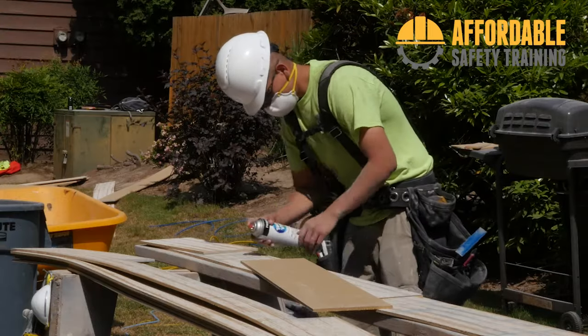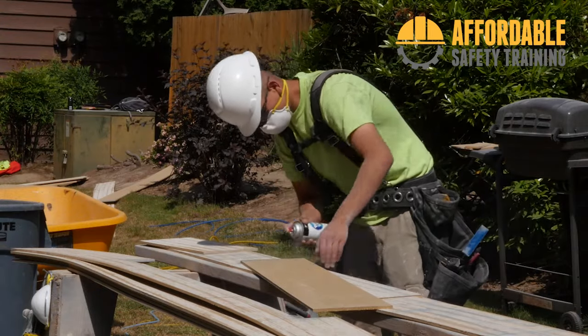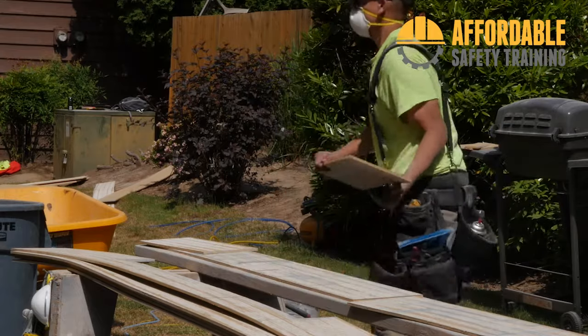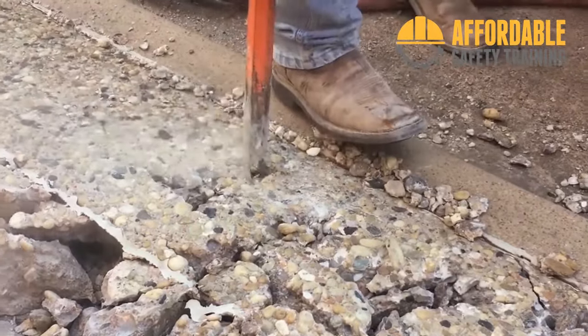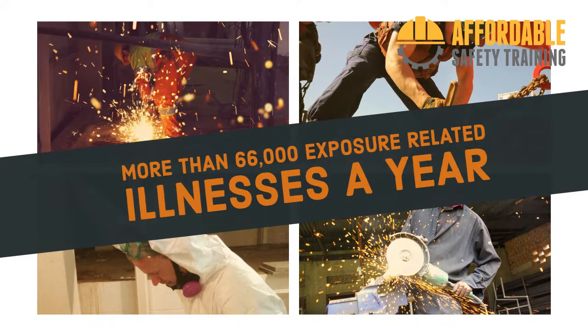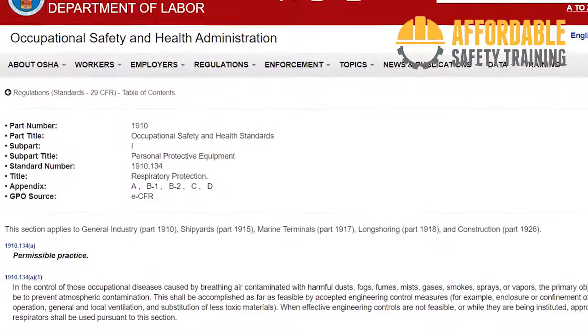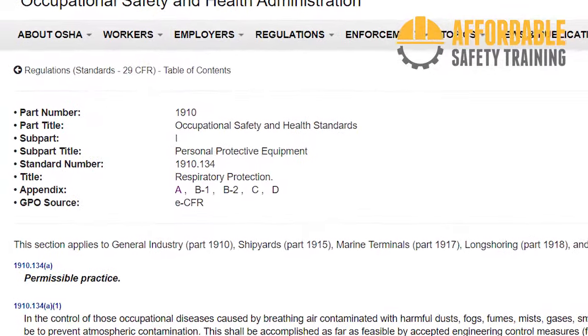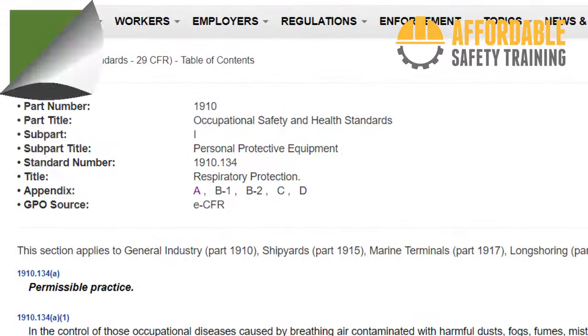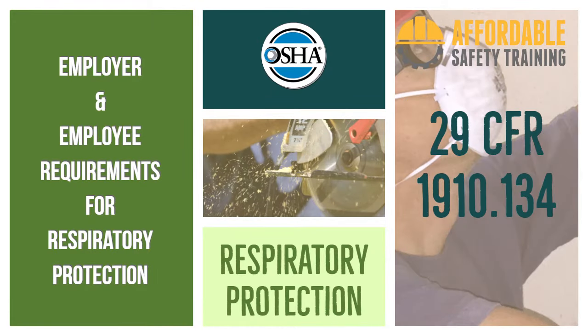Each year, over 5 million workers use respirators to protect themselves from hazards in the workplace. Many workers get sick or even die by not using respirators when they should. Over 66,000 workers a year suffer from illness related to exposure. The use of respirators in the workplace is covered by OSHA 29 CFR 1910.134. This regulation outlines the requirements for both workers and employers.